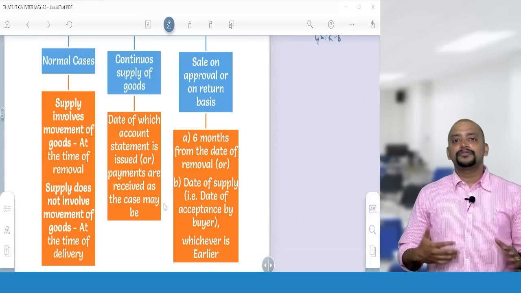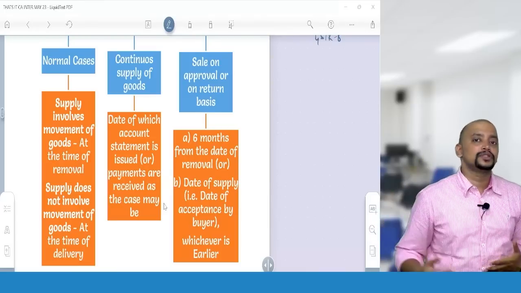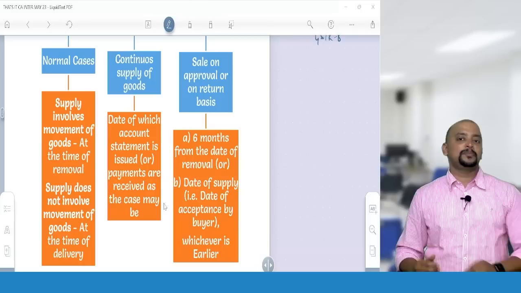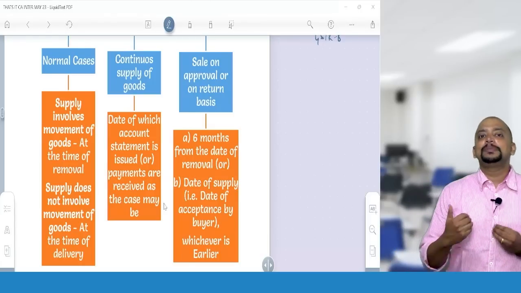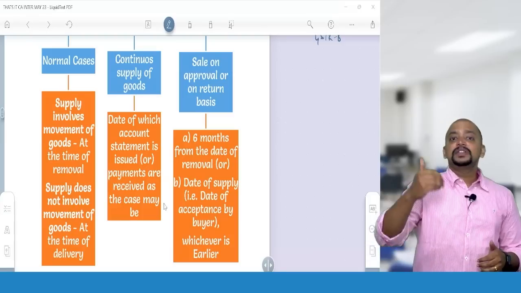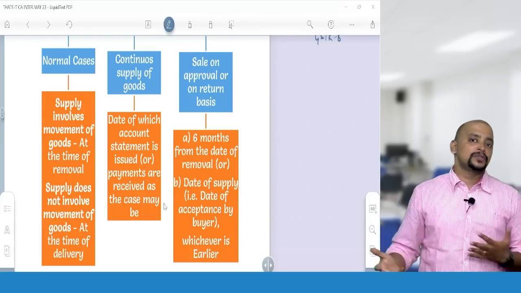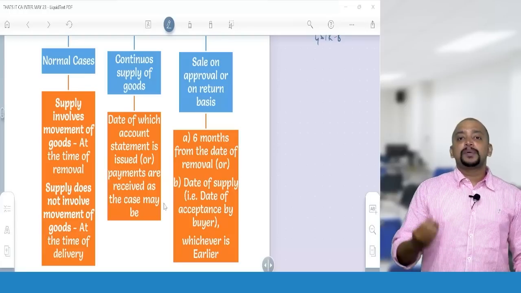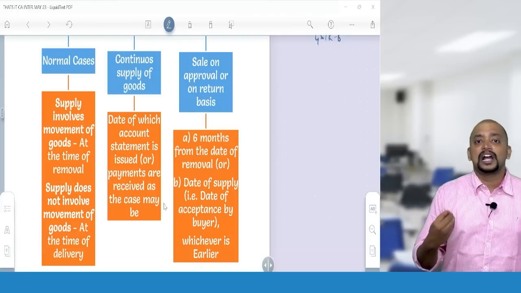Whereas continuous supply of goods means there will be successive supply of goods for which the payments are settled on a periodical basis. Now in that case, what should be taken as the due date of invoice? If the payments are received irrespective of the account statement, the payment received date. If the payments are received based on account statement, the account statement date.